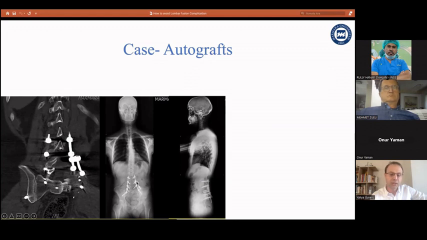This is postoperative 1 year, and he can walk. There is no complication. This is the graft area, the iliac.